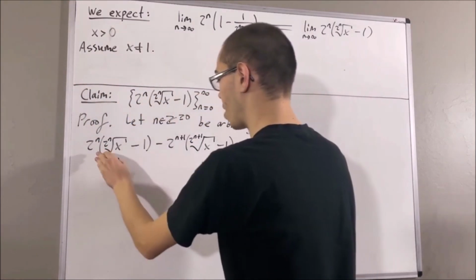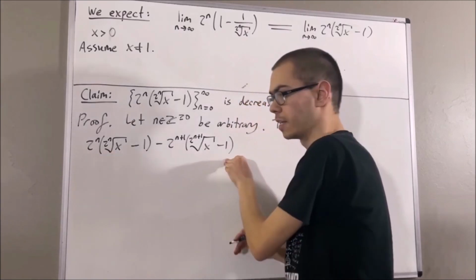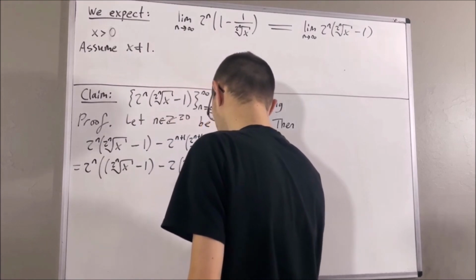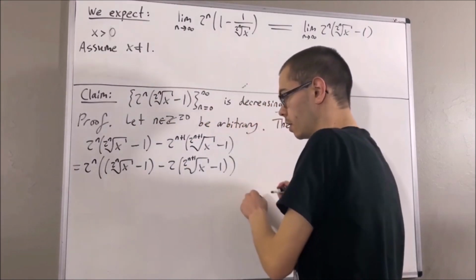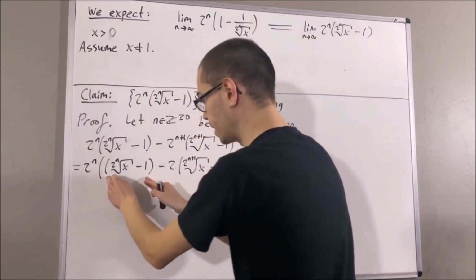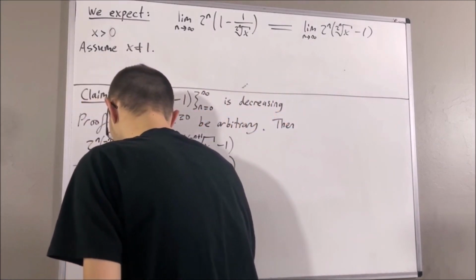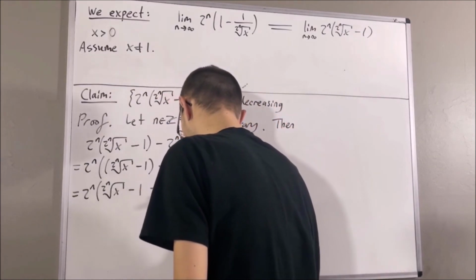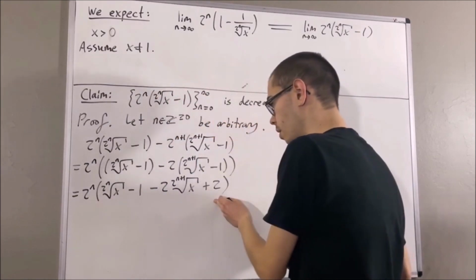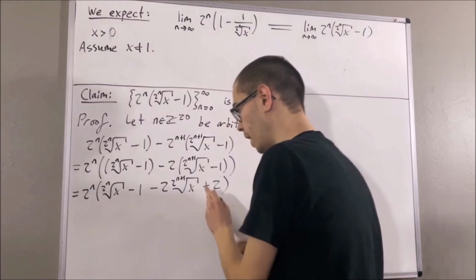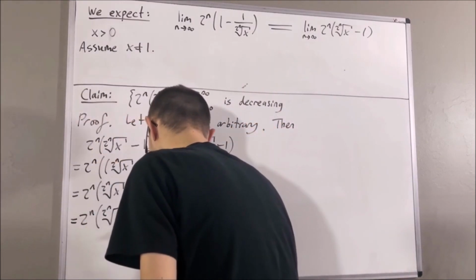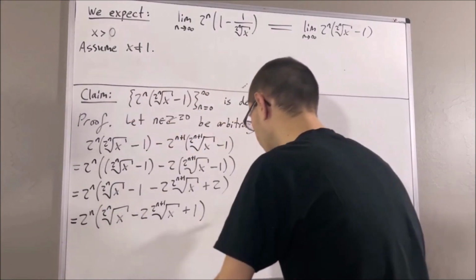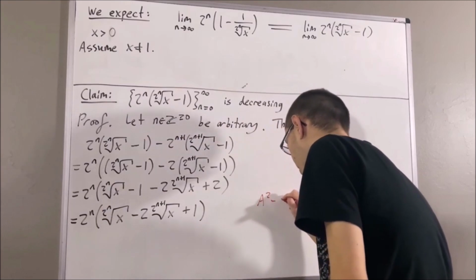Now, we're going to factor out 2 to the n from these two guys. And if we do that, we get this. Next, let's just drop the parentheses here. And here we'll distribute the minus 2 across this parentheses. So we get this. And then if we just clean this up, we have this.